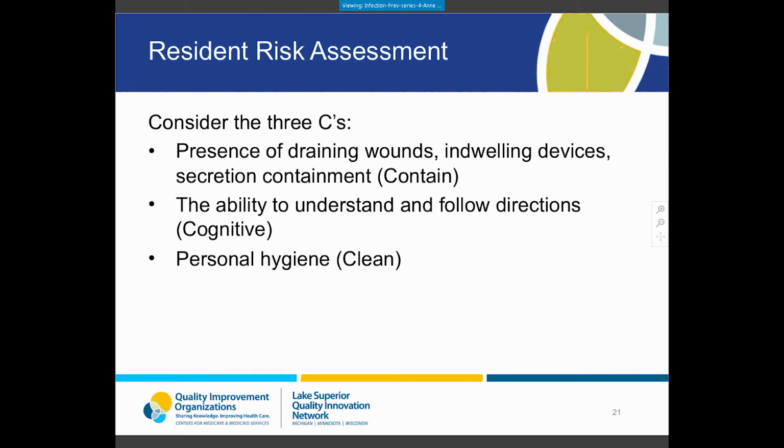When performing a resident risk assessment, keep in mind the 3 C's: contain, cognitive, and clean. Contain is, can secretions, drainage, and body fluids all be contained? Cognitive, can the resident understand and follow directions? And clean, how is the resident's personal hygiene? We have talked about the balance between restriction of the resident and preventing transmission of disease, and since this is their home, we want to limit restrictions whenever possible.